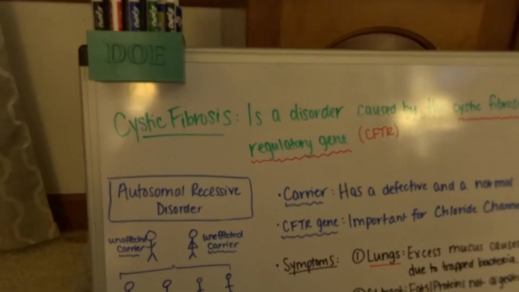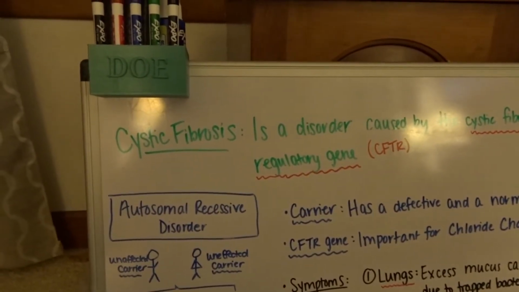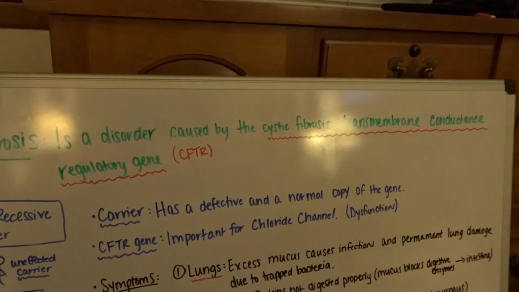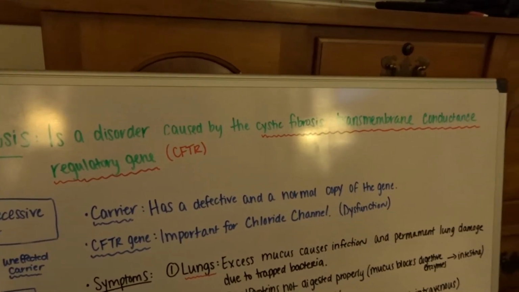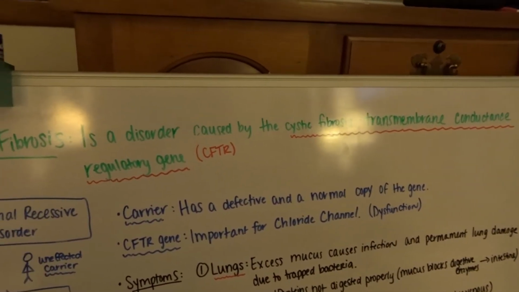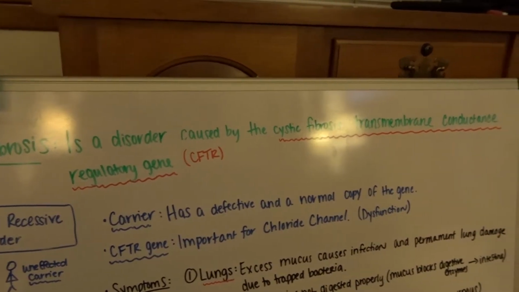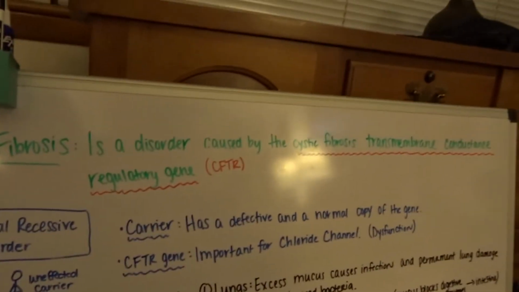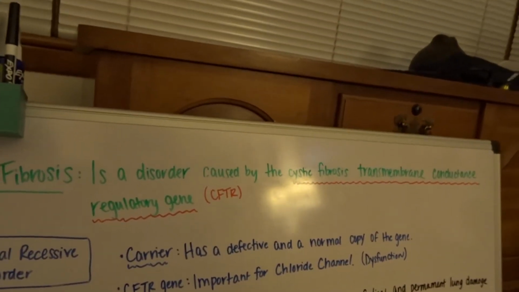Happy studying! Alright guys, what we're going to be studying today is cystic fibrosis. What is cystic fibrosis? It is a disorder caused by the cystic fibrosis transmembrane conductance regulator gene. Say that 5 times fast. Or for short, the CFTR. So cystic fibrosis is a disorder caused by that gene.